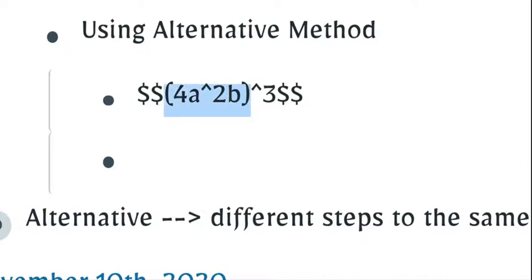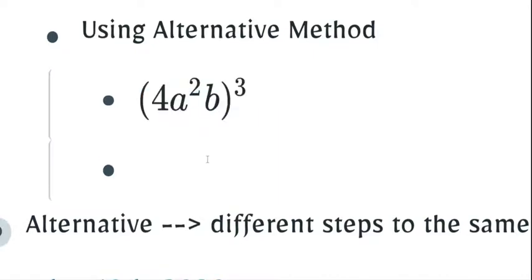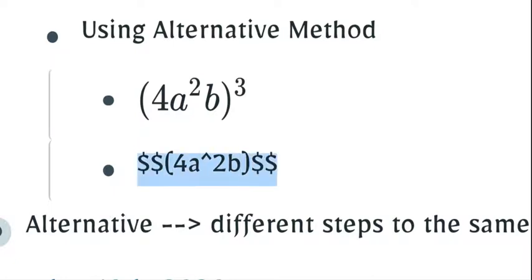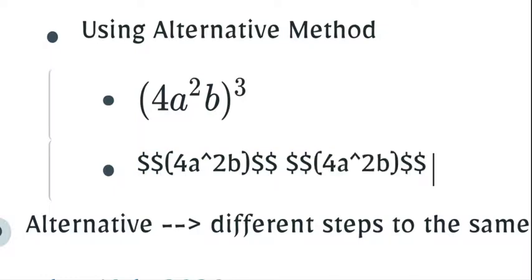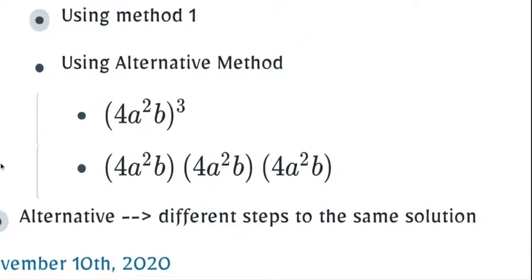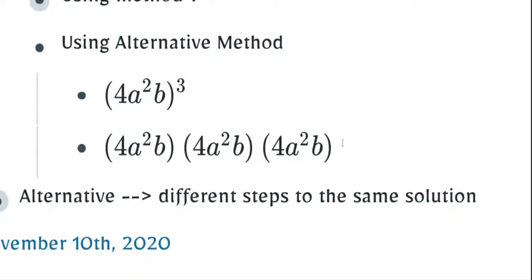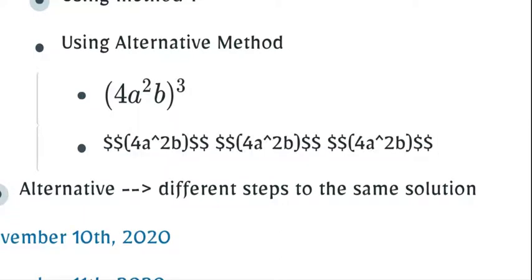So we're going to copy this bracket and we're just going to put it 3 times. That's 1. That's 2. And that's 3. So that's what we do. So we don't look at the power yet. We just put the brackets 3 times. The next thing now is where we simplify. So let's put simplify.